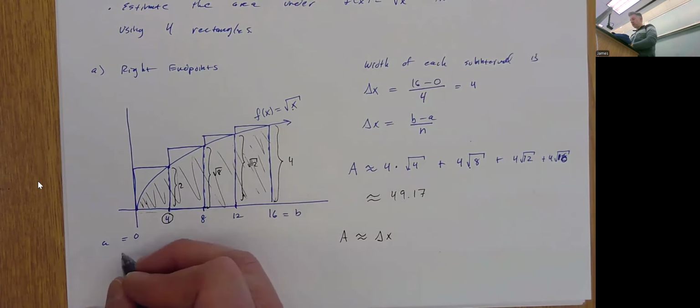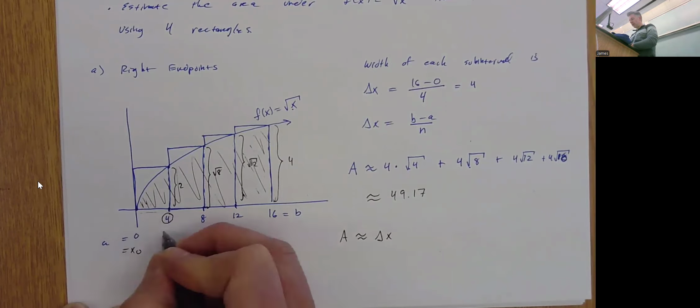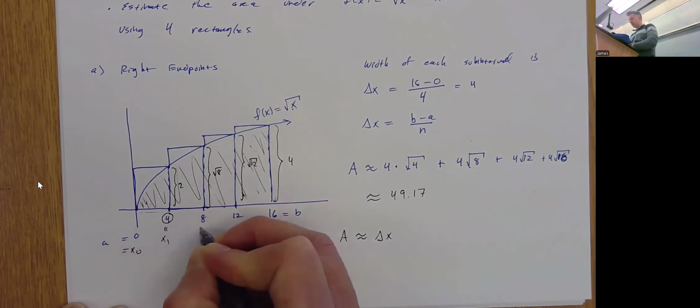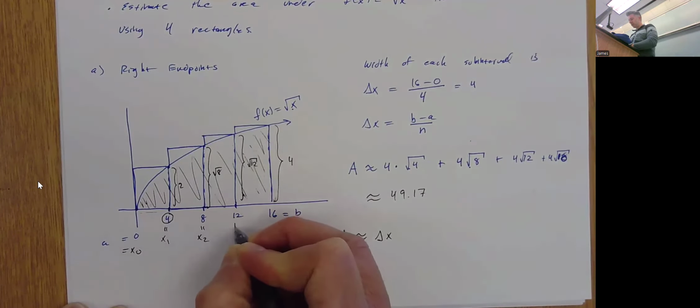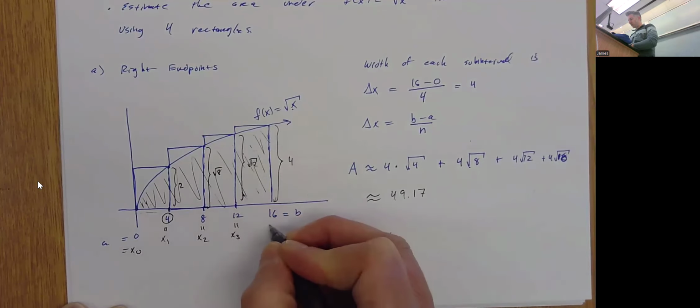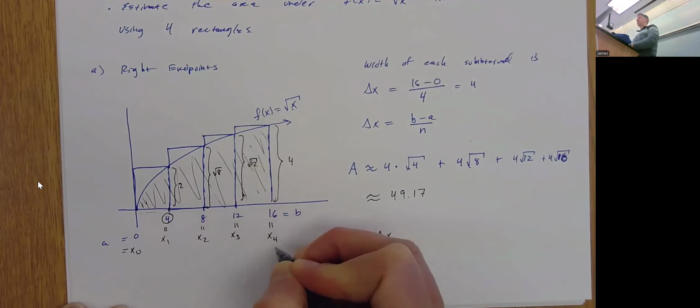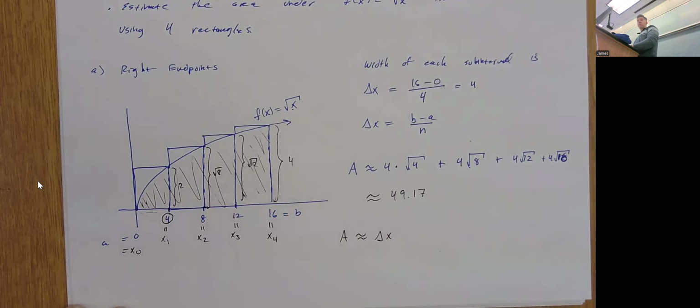so usually when we're labeling these endpoints of each of the subintervals, we typically label this first one as x sub 0, and then this next one is x sub 1, x sub 2, x sub 3, and the last one should be x sub whatever the number of subintervals is. So x sub n for the very last one.